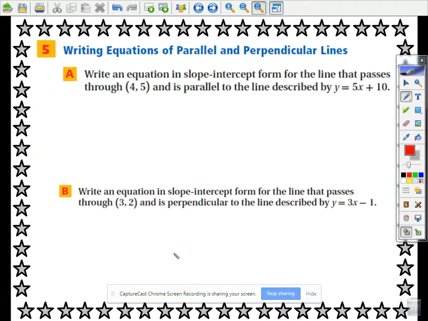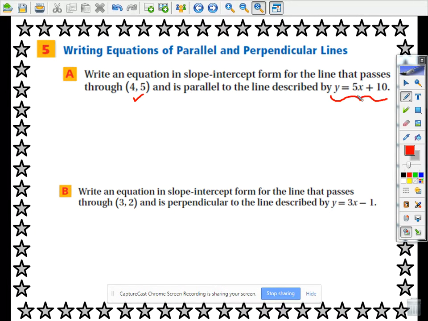All right, so we're going to take this information and move it one step further before you do your activity. Here we have to write an equation in slope-intercept form for the line that passes through (4, 5) and is parallel to the line described by y = 5x + 10. So I have to make a new equation, and the only thing I know is that this point is on the new line, and I know that it's parallel to this.